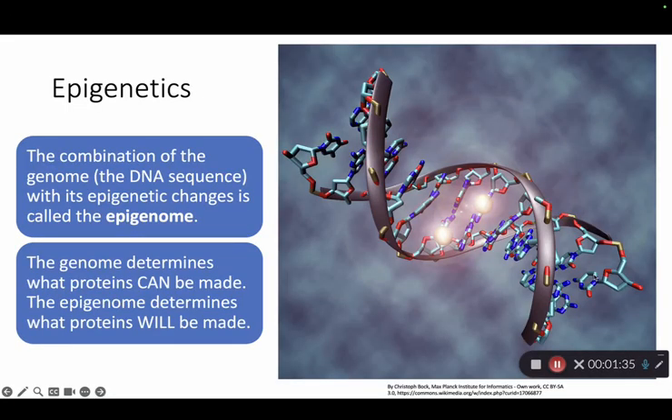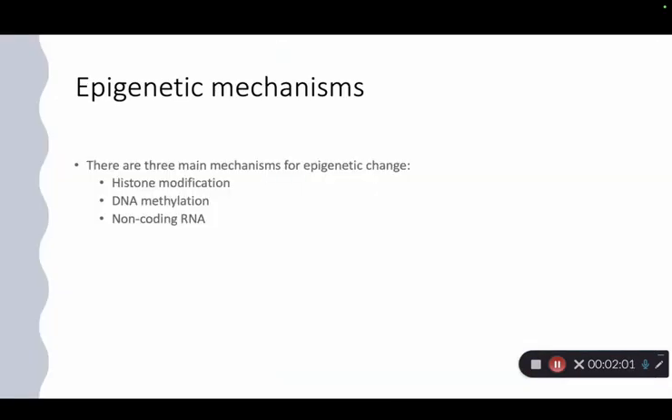The epigenome is the combination of DNA sequence and chemical modifications that regulate its activity. While the genome determines what proteins can be made, the epigenome determines which ones will be made. It is dynamic, responsive to both developmental cues and environmental factors. Things like diet, toxins, and stress can influence it.